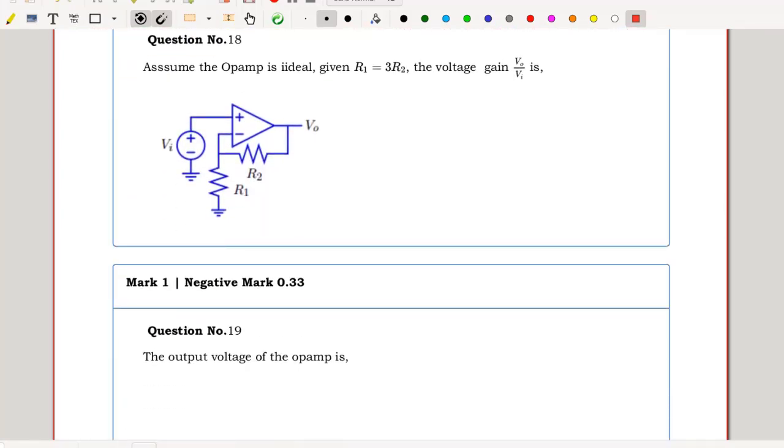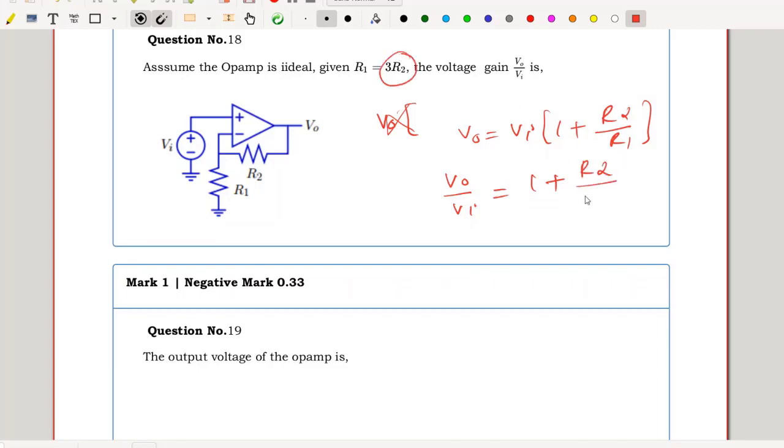Question number 18. Assume the op-amp is ideal, given R1 equals 3. V out by Vi is nothing but 1 plus R2 by R1. R2 divided by R1 is given as 3 times R2. So the voltage gain is nothing but 1 plus 1 by 3, that's equal to 4 by 3.